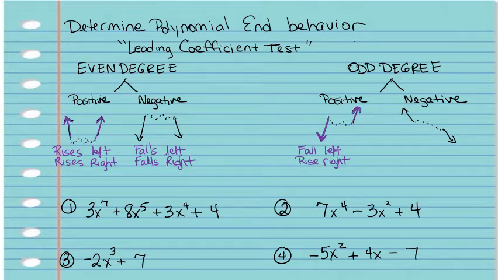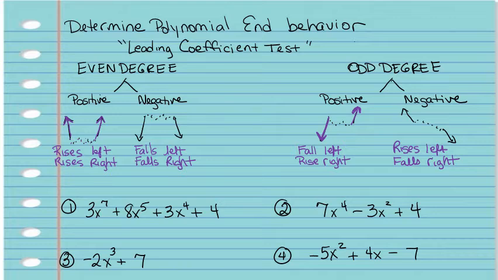Now again, there could be all kinds of squiggling going on in between. These are not straight lines. These are just the ends. For a negative odd degree, it rises left and falls on the right.